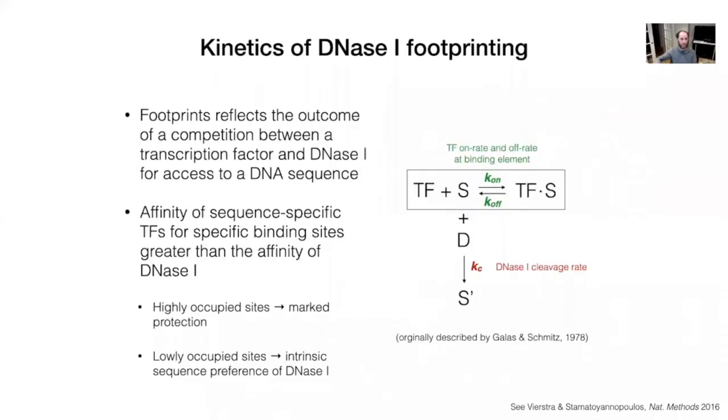Now, intuitively, DNase-1 footprinting reflects the outcome of a competition between transcription factors and DNase-1 for access to DNA. Footprinting works because the affinity of sequence-specific transcription factors for their specific binding sites is much greater than the affinity of DNase-1 for those particular sites. So highly occupied sites will result in marked protection, or a DNase-1 footprint, while lowly occupied sites will reflect the intrinsic sequence preference of DNase-1 itself.